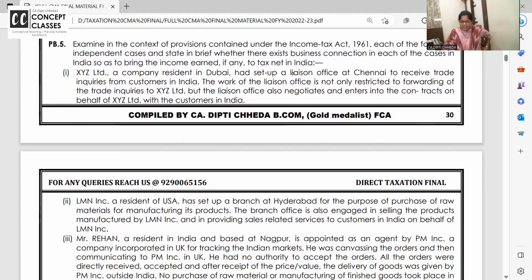XYZ Limited, a company resident in Dubai, has set up a liaison office in Chennai to receive trade inquiries from customers in India. The work of the liaison office is not only restricted to forwarding of trade inquiries, but the office also negotiates and enters into contract on behalf of XYZ with the customers in India. समझ में आ रहा है? तो liaison office open किया and उसके through your liaison office is just like a PE. So is there a business connection? Yes. Business connection is established.